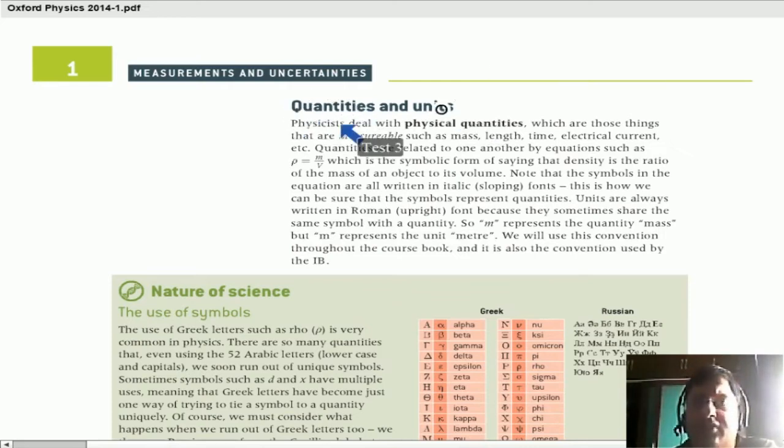So we have quantities and units. Physics deals with physical quantities, which are those things which are measurable, such as mass, length, time and electric current. Quantities are related to one another by equations, right? So one quantity is related to another. Here they have given you the example of density. Density is the total mass by volume, with the symbol rho, saying that density is the ratio of the mass and the volume, right? So in physics we talk about physical quantities, where physical quantities can be related to each other by using equations. That's what they say here.